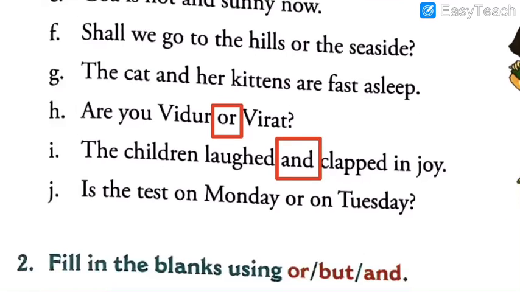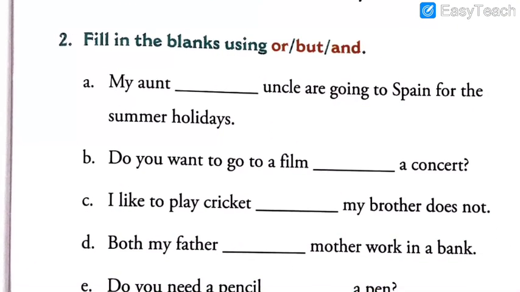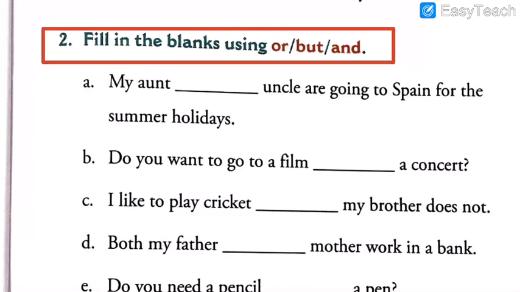Now let us move towards the next exercise. Exercise number 2. What do we have to do here? Fill in the blanks using or, but, and. You have to use any word and fill in the blanks, but it should be correctly used. So before you start anything, I'd like to ask you to open up your rough book. Give the heading exercise number 2, chapter number 13. If you don't have the textbook, only then you will do this in the rough book. If you are having the textbook, obviously you are going to solve it in the textbook itself in the blank spaces given here.